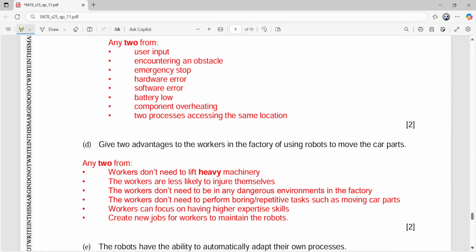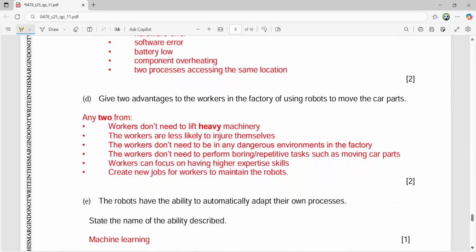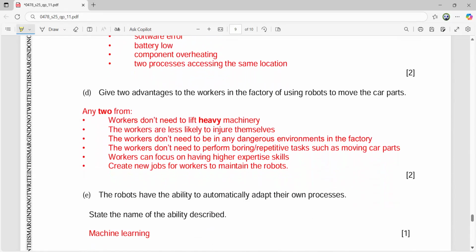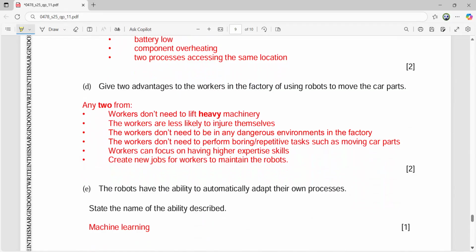So now these are mundane tasks. Just moving the parts is a mundane task. It's difficult for the people. So why not handle it with a robot? So very simple, just an understanding-based question, and you can answer and you will be able to score the marks. The part E, the robots have the ability to automatically adapt their own processes.